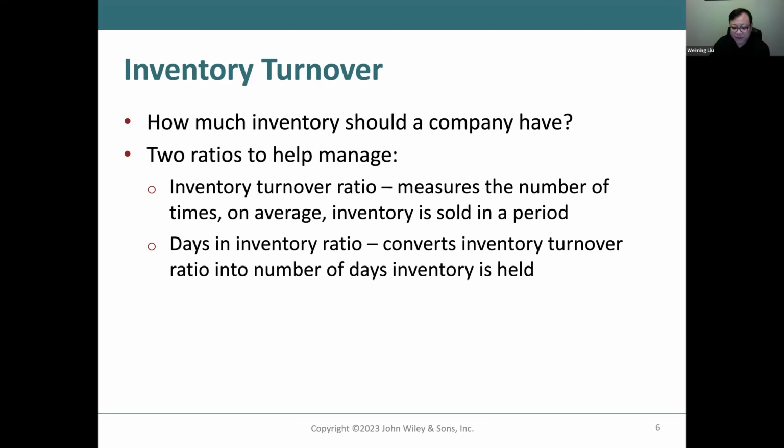I still have 5 minutes. So, inventory turnover. Inventory turnover tells us how quickly you are able to sell your inventory. Specifically, the inventory turnover ratio measures the number of times on average inventory is sold in a period. The days in inventory ratio tells you how long, on average, your inventory stayed in a warehouse before it is sold.